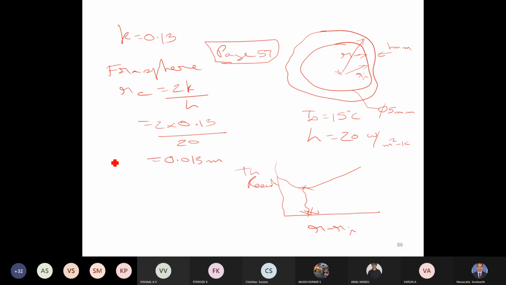So this is 13 millimeters radius. That means you see our inner radius is 5 millimeters and 1 millimeter is the thickness. That means currently this R is 6 millimeters. So what this says is if you increase this radius to 13 millimeters, you will have the maximum amount of heat transfer. That means this insulation thickness can actually go up to here.